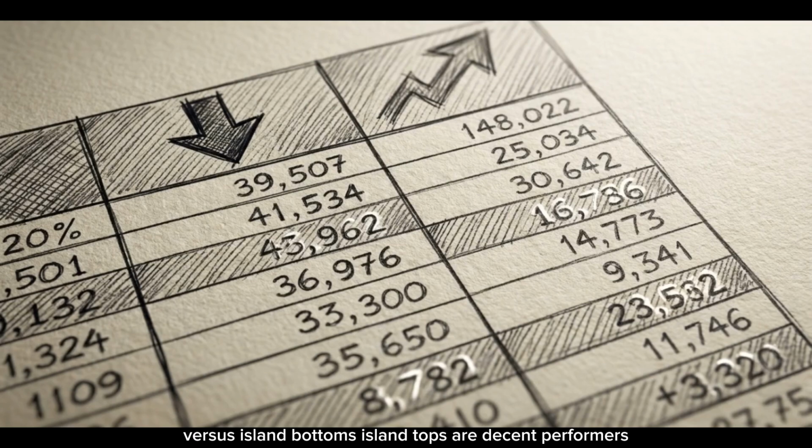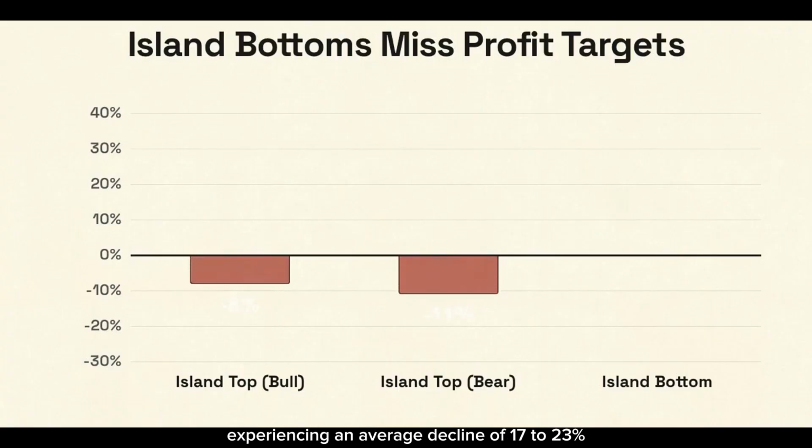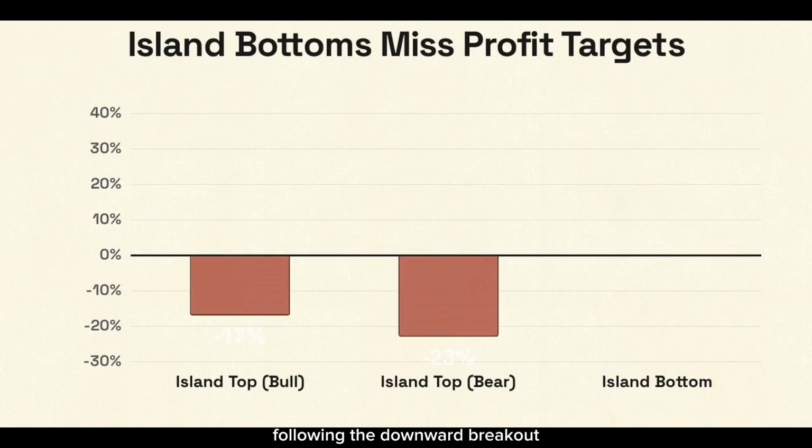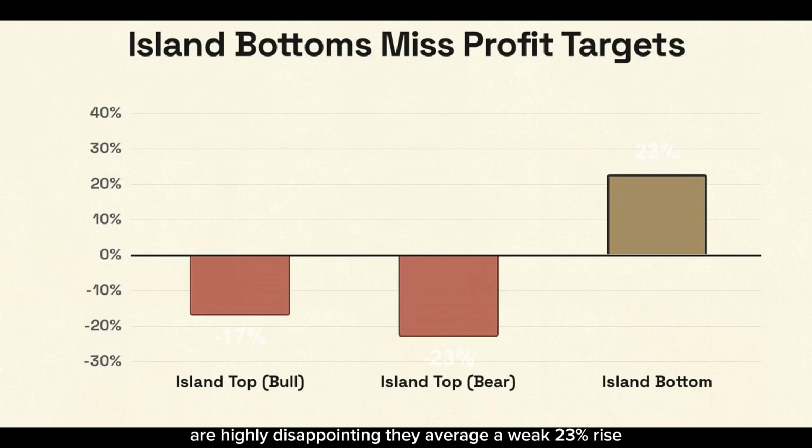Step 3 is setting realistic expectations by looking at the historical performance data of island tops versus island bottoms. Island tops are decent performers, experiencing an average decline of 17 to 23% following the downward breakout. Island bottoms, however, are highly disappointing. They average a weak 23% rise, falling far short of the 35% target we want for bullish patterns.